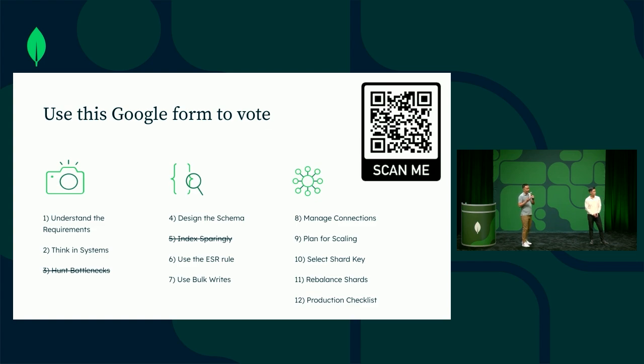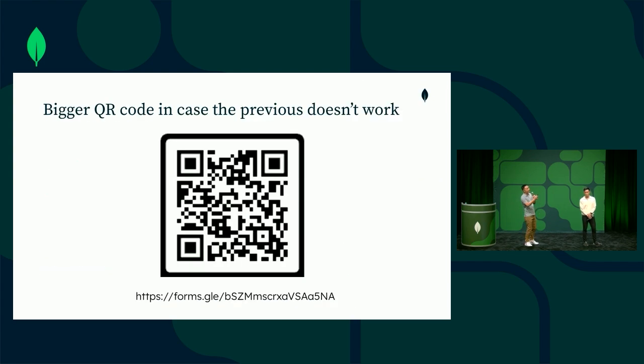Frank and I are going to talk about hunting bottlenecks and how we do indexes. If you can scan the QR code there, you get to vote on another one we're going to talk about today among the other 10 of them. Here's a bigger one, and if your camera doesn't work, there's also a link at the bottom of this page. I will give everyone about 30 seconds to vote, and then we're going to review the results.